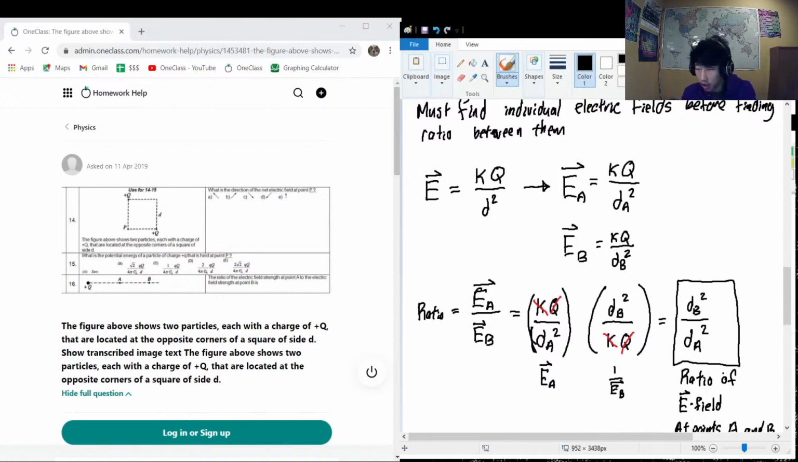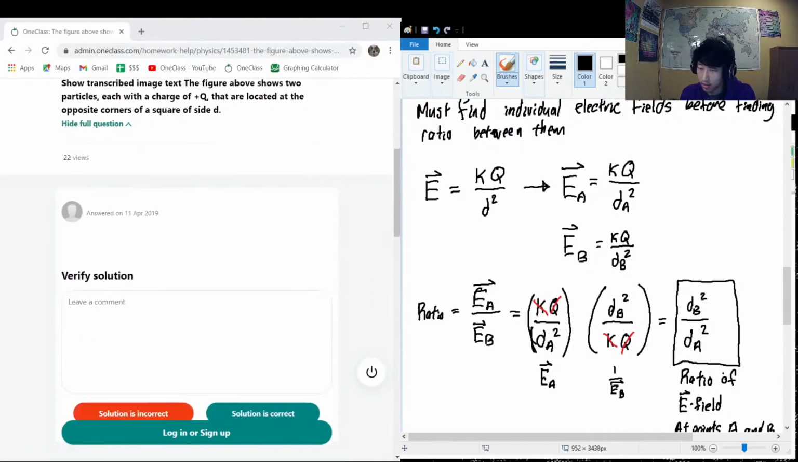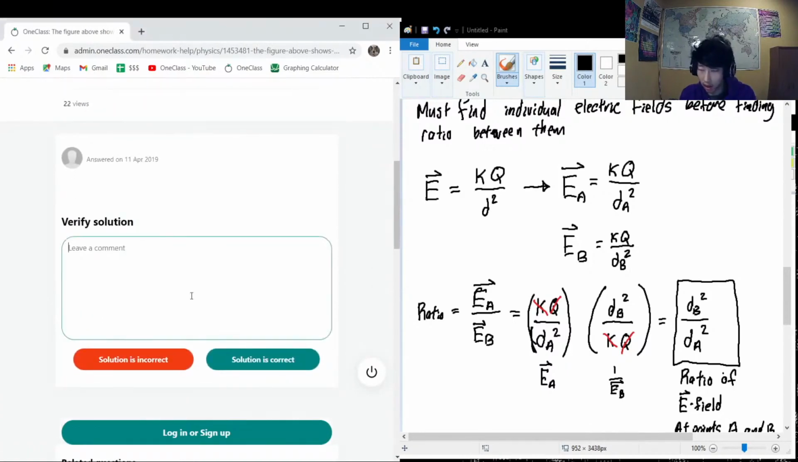So that addresses all the questions in this little question set. So we can call this a day, or we could say, yeah, we can call this question complete. So there is no solution to verify.